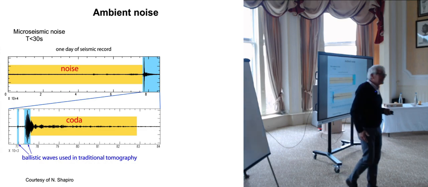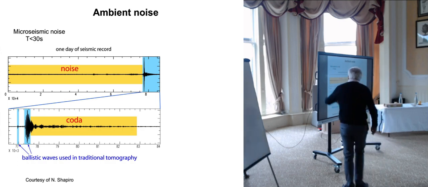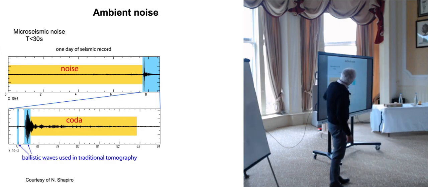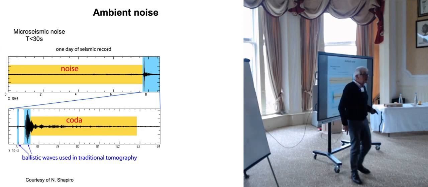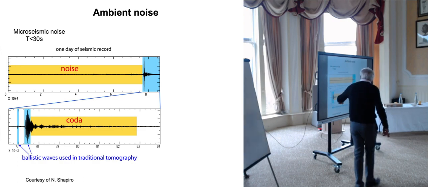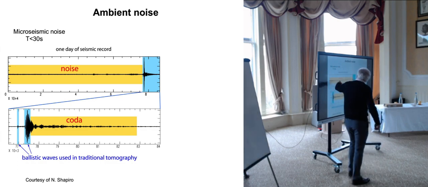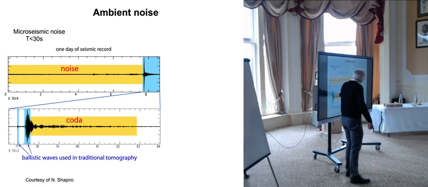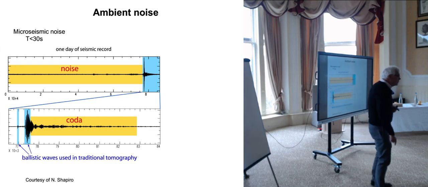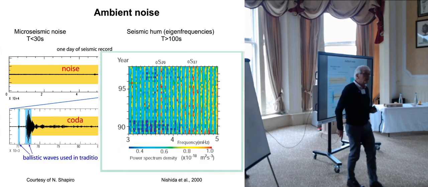Okay, and more recently, we are able to use ambient noise. At periods shorter than 30 seconds, usually people are using only the ballistic waves, which are the waves originating from earthquakes, but we have a lot of records before the arrival of seismic waves, where we have noise, and after we have the coda waves, and I guess many people here are working on this kind of data. There is also at long period the seismic hum.